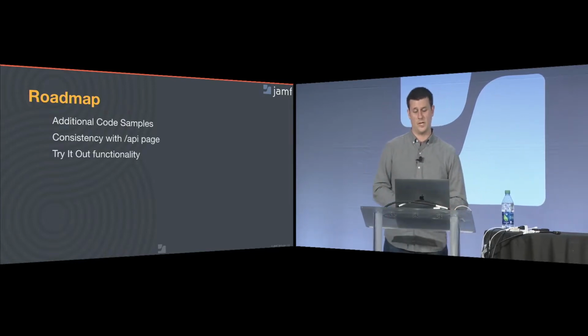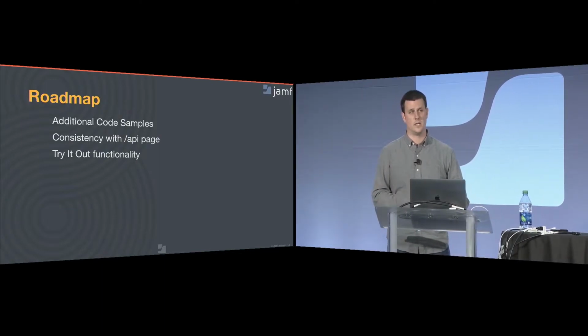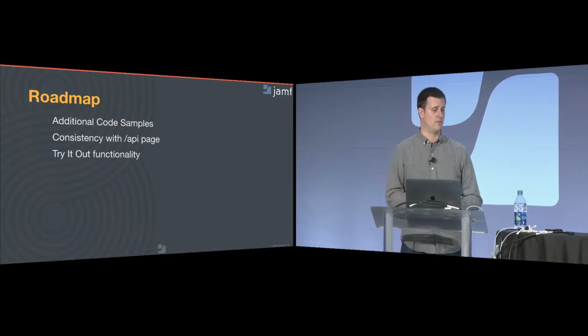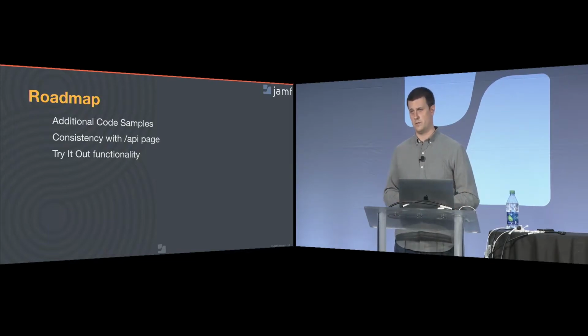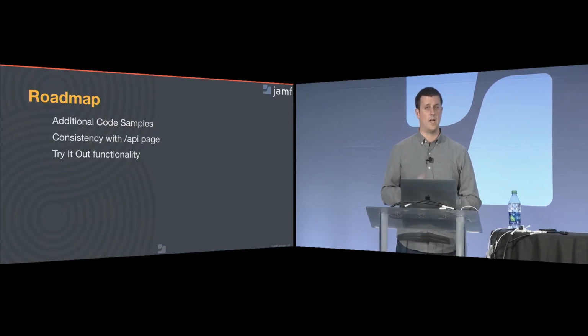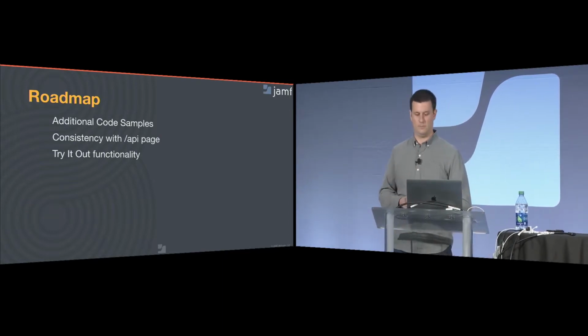And finally, try it out functionality within the developer portal. You've got that right now in the existing API reference within your own Jamf Pro instance. We want to put that functionality onto the developer portal. Not exactly sure what that's going to look like. It could be a matter of allowing you to point to your Jamf Pro instance. It also could be a matter of putting some test data behind that so that we could allow anybody to go to developer.jamf.com and interact with our API without actually having to have a Jamf Pro instance.